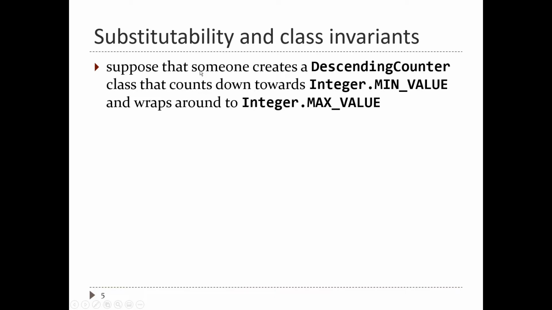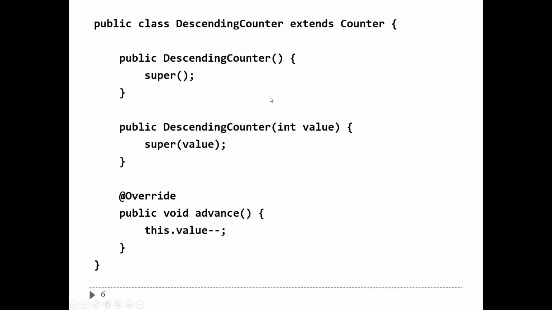Now, suppose someone creates a subclass of the counter class called DescendingCounter, and the descending counter counts down towards Integer.MIN_VALUE and then wraps around to Integer.MAX_VALUE. There are some problems with this class, namely the counter class description says that it counts up, so you've now got a counter that counts down, which is a bit of a problem. One of the problems it leads to is that the value of the counter becomes negative. It's easy to implement the DescendingCounter class. Furthermore, the class will compile without any issues.